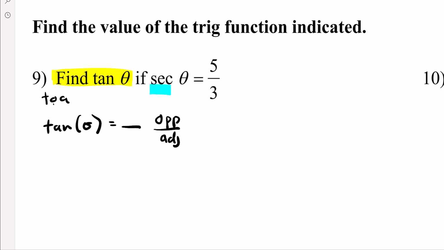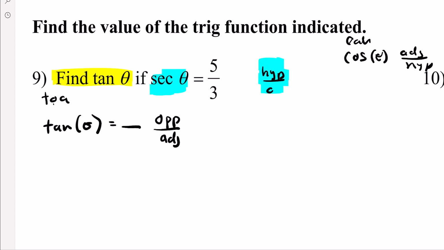But they also tell us this important information: secant is the reciprocal of cosine. Remember, cosine is adjacent over hypotenuse. Secant is the reciprocal of that. So hypotenuse over adjacent. We now know the adjacent side, and we know the hypotenuse, which means this is C, this is A.